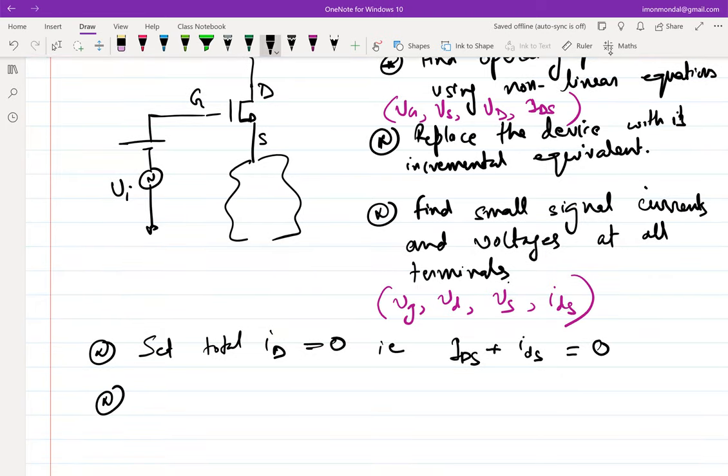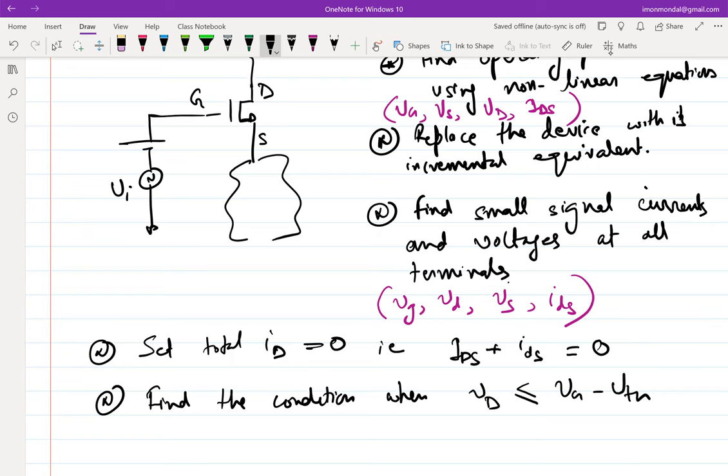And the second constraint is: find the condition when total VD becomes just less than or equal to, or you can simply say equal to, total VG minus the threshold voltage. Right. So these are the conditions for that particular architecture. But given any architecture, this is the principle. These constraints might change, but the algorithm doesn't. So you have to do all these steps for any circuit that you see. If you set total ID to zero, that is quiescent plus incremental, this gives you a lower limit of how much the signal can swing across the VGS of the transistor.